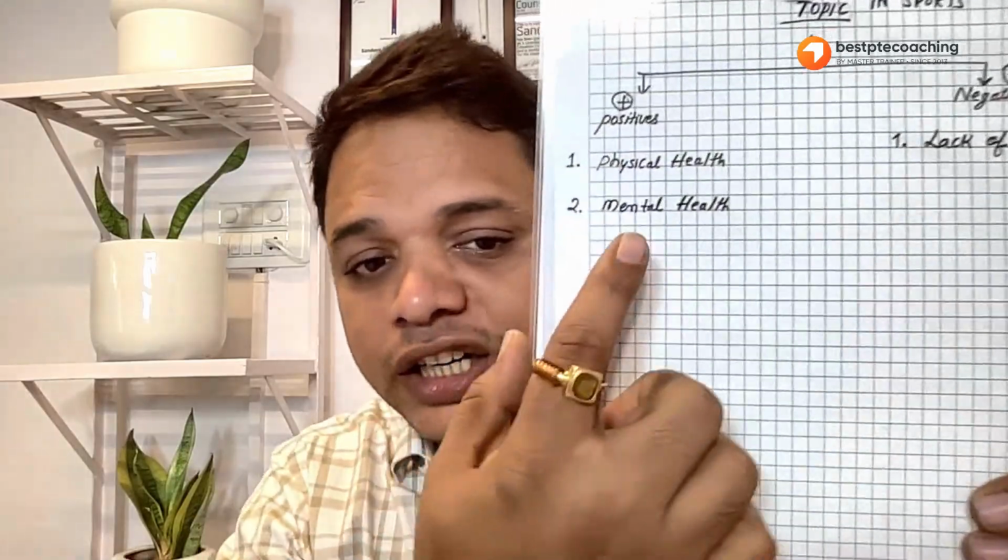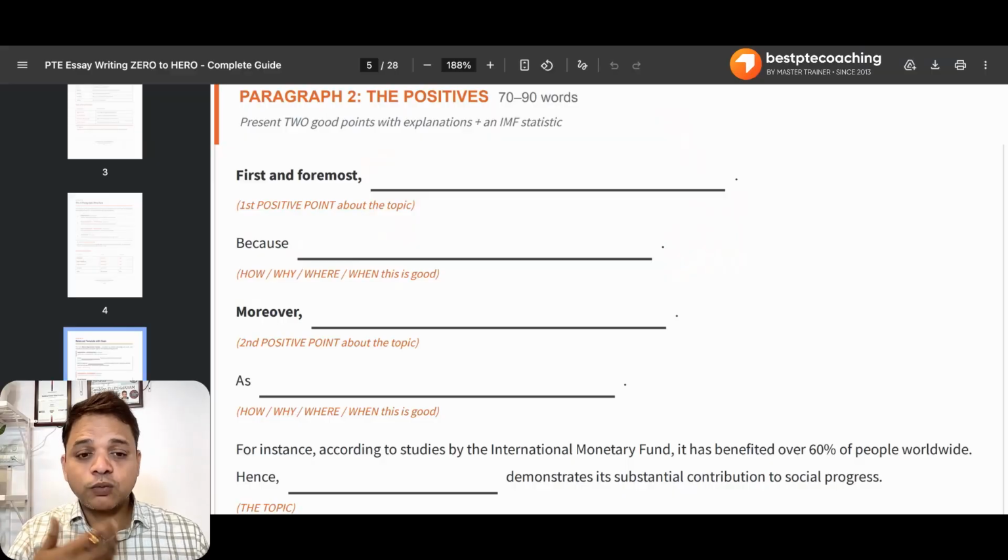So far, you mentioned one positive and explained how and why. You are expected to write one more positive point, which you have taken on the erasable noteboard. What I have written here is that it improves mental health also. Moreover, involving in sports improves mental health.